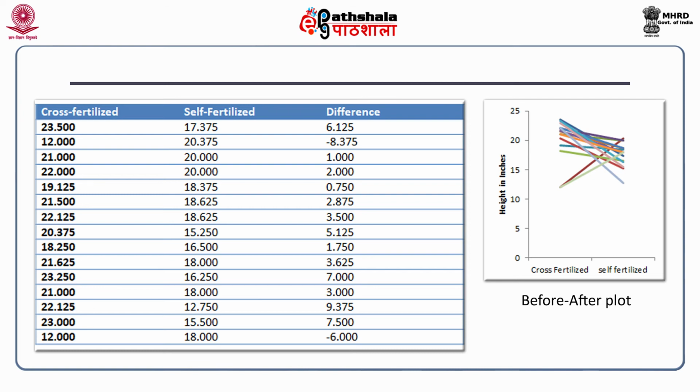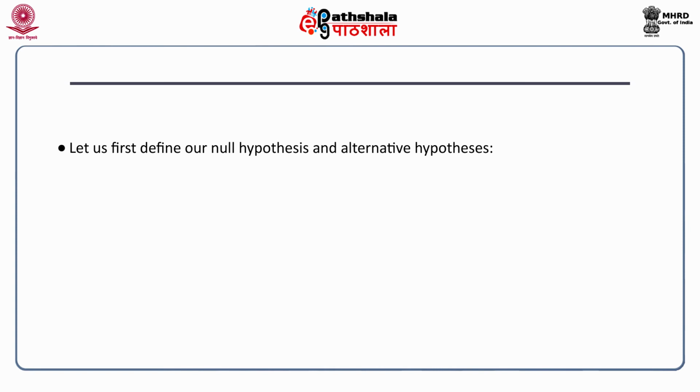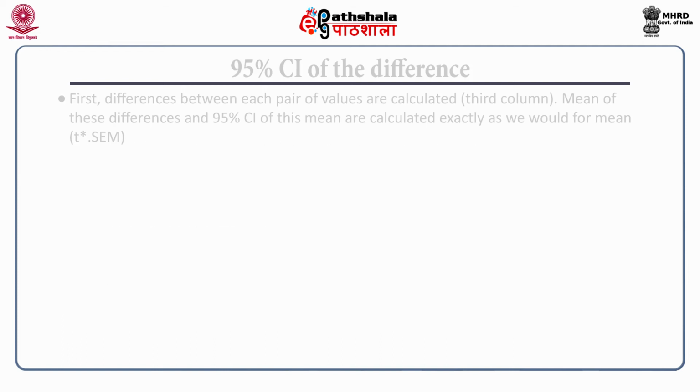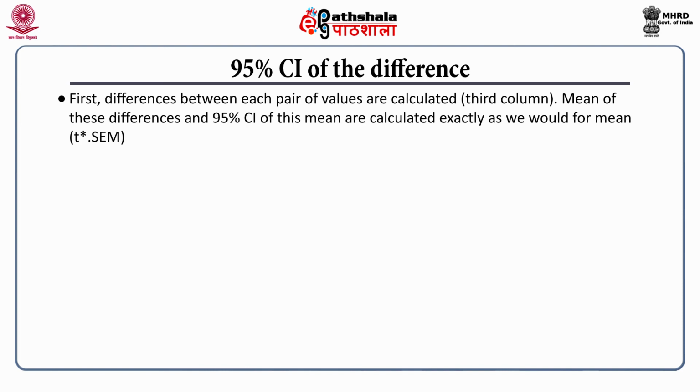Given this table, let us first define our null hypothesis and alternate hypothesis. So our null hypothesis is that the mean difference between the paired observations is 0, while the alternate hypothesis is that the mean difference between the paired observations is not 0. So this is actually whether the difference between the paired observations differs or does not differ. That is exactly what it is. So how do paired t-tests work? First, differences between each pair of the values are calculated, the third column in our table.